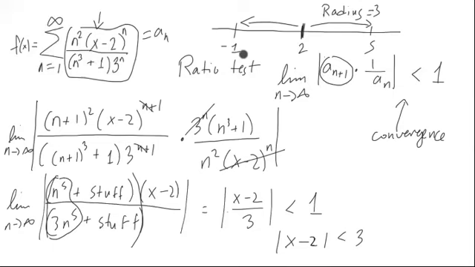Well, let's plug in -1 and see what happens. When we plug in -1 into this series, we end up getting n squared times -3 to the n, all over n cubed plus 1 times 3 to the n. And we're taking the sum of that. So we're testing the endpoint right now.